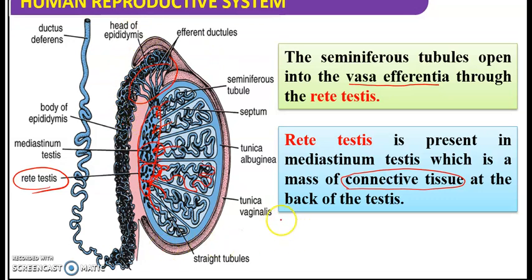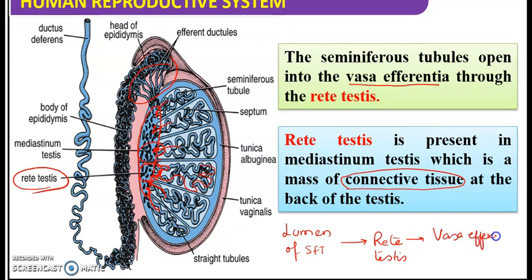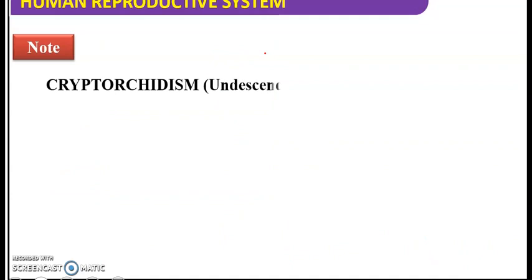So once the sperms are matured, what happens? They move from the lumens of SFT to rete testis. From rete testis, they move into vasa efferentia. And from there, they move into the epididymis. Okay, so this is our vasa efferentia. Right? So this is our testis.